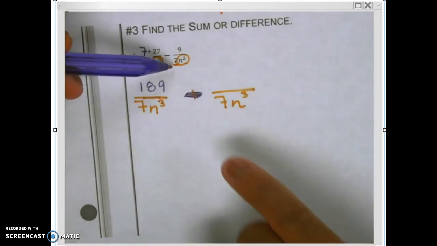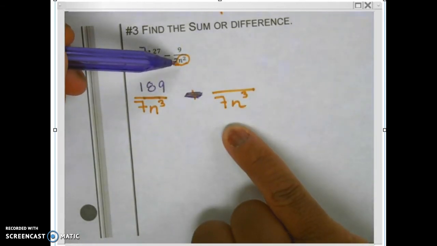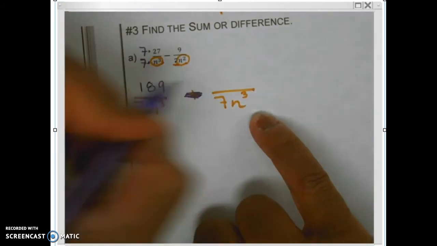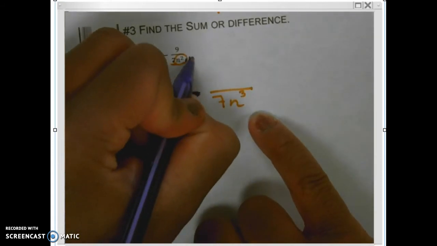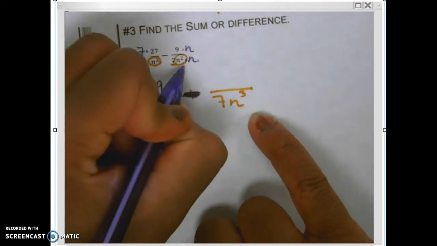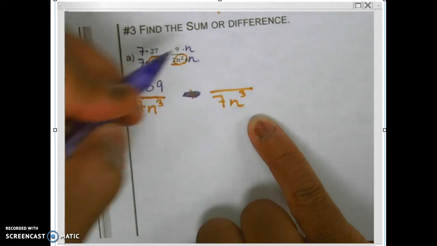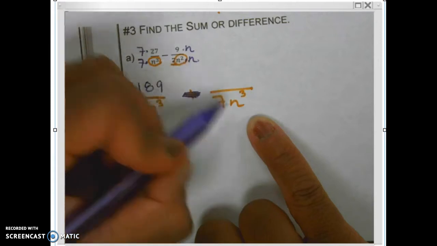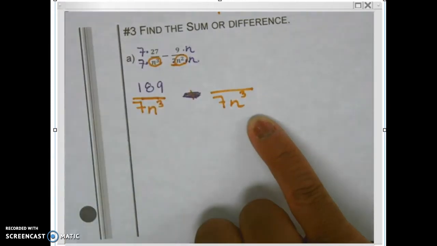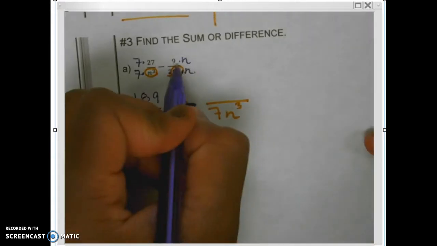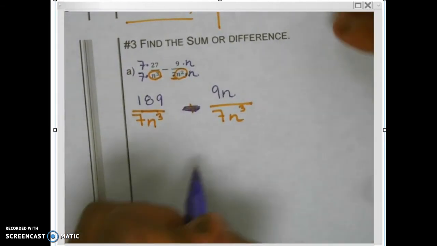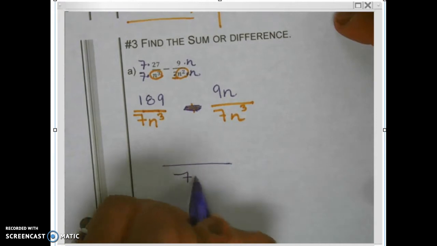The 7 was here. 7's here. Checked. But I went from n squared to n cubed. What do I need to multiply n squared by to become n cubed? I added another n. And so if I did it on the bottom, I'm going to do it on the top as well. Now, 7n squared times n squared times n is n cubed. That's just my way of checking myself. Up top, I have 9n. Beautiful. Now I have my common denominator, 7n cubed.